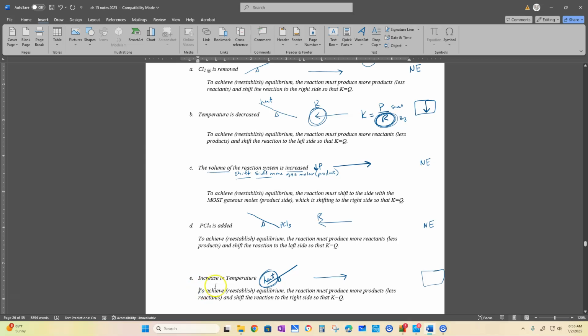There you go. Now what happens to K? So K will change. So because I have to shift to produce more products, and more products of the reactants, big number over small number, big number over small, that just means my K is going to increase, okay?